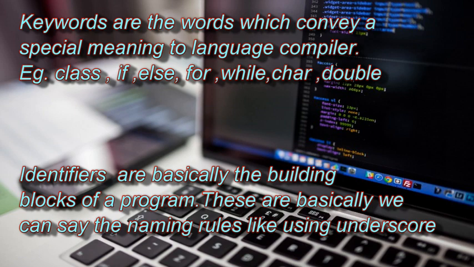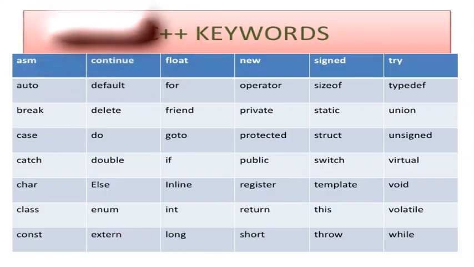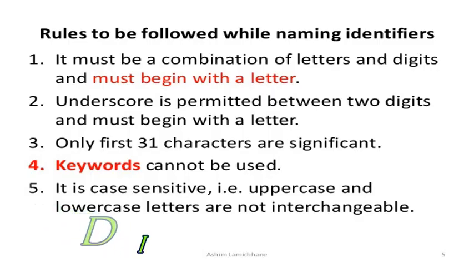Now how do they convey a special meaning? There are some reserved words that are already defined in the language compiler which we cannot use as variables. Variables are what we assign values to. We cannot use words which are already defined in the compiler. For example, class. If you want to define a class, you will use the word class. If you want to use loops, then you will use for or while. This will be understood further when we move deeper into C++.